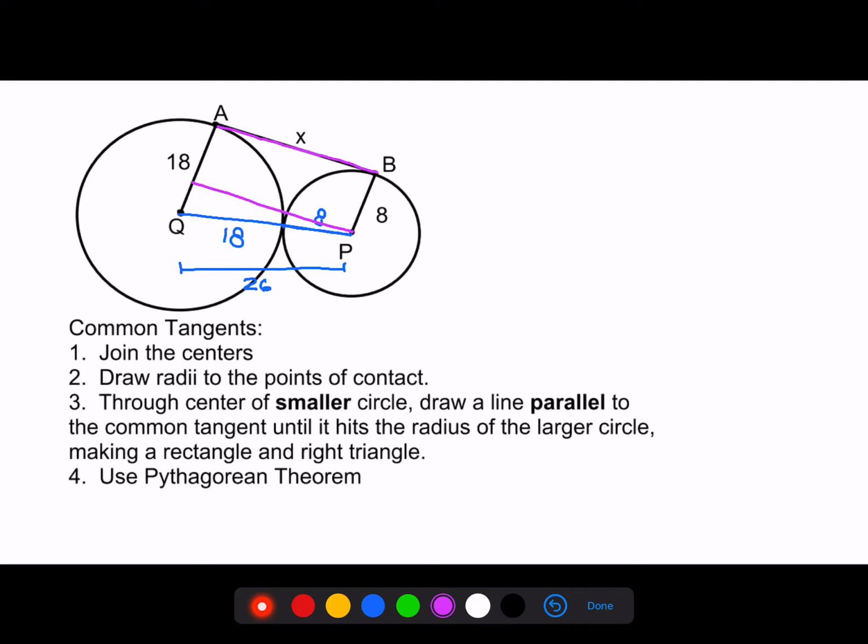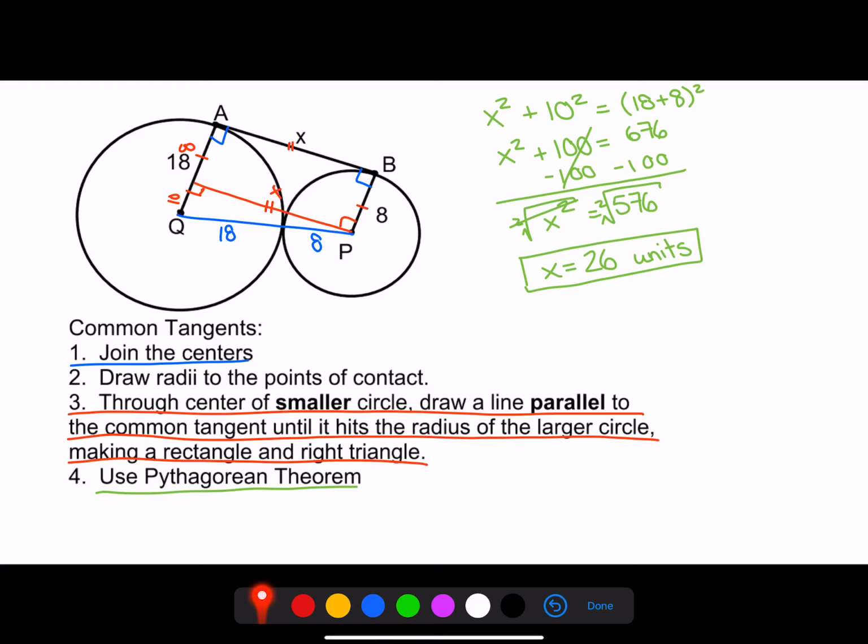There it is. Now I know that at point B we have a 90-degree angle, same with point A. I know that because those are points of tangency. The points of tangency always intersect at 90 degrees, which means that this creates a nice right triangle for us, as well as a nice rectangle. So from here, use the Pythagorean theorem.